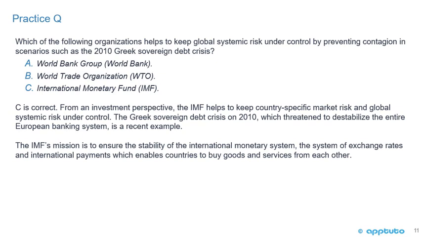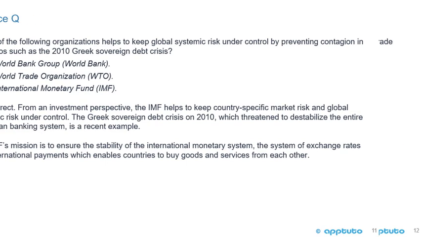C is correct. From an investment perspective, the IMF helps to keep country-specific market risk and global systemic risk under control. The Greek sovereign debt crisis in 2010, which threatened to destabilize the entire European banking system, is a recent example. The IMF's mission is to ensure the stability of the international monetary system, the system of exchange rates and international payments, which enables countries to buy goods and services from each other.